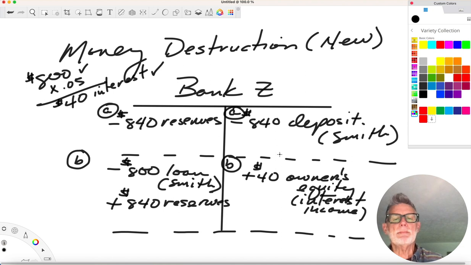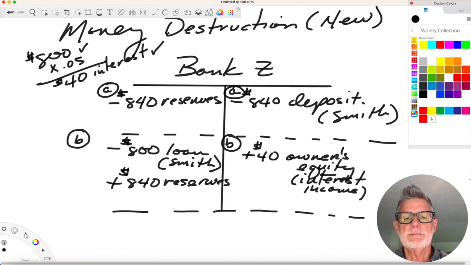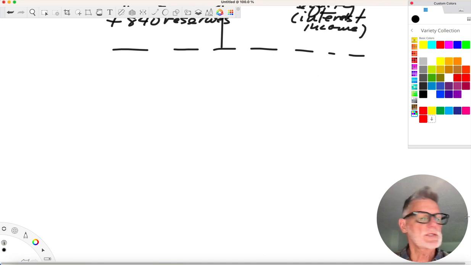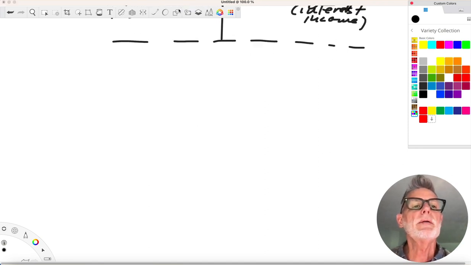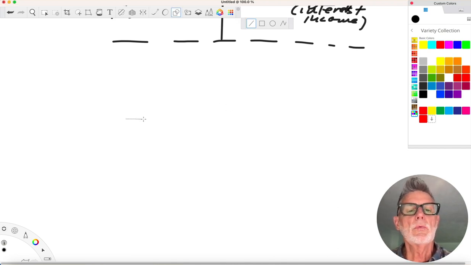So here's what happens. The repayment of the loan essentially wipes out the loan and provides the bank with some interest income. That's essentially what happens. And so we can come down and kind of summarize this with another T account. Let me go ahead and put another T account in here. So just very quickly, using my whiz bang drawing tools.